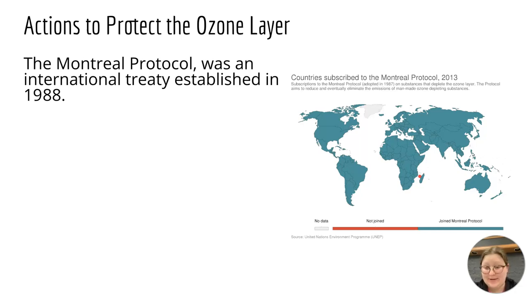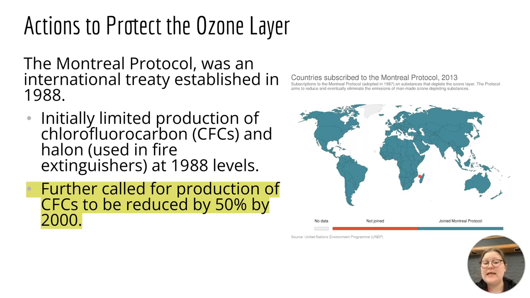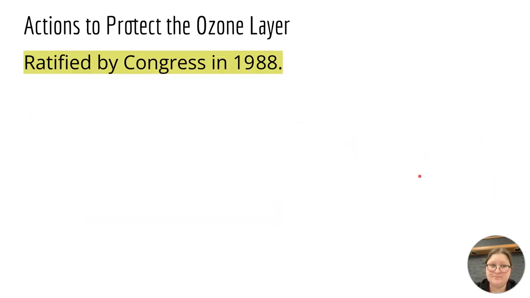The Montreal Protocol was an international treaty that was established in 1988. So it's been a while. Initially, the goal was to limit production of chlorofluorocarbons and halon, which was used in fire extinguishers, at 1988 levels. We were just limiting production. But then that wasn't quite enough, so we further called for the production of CFCs to be reduced by 50% by 2000, but ultimately all production was stopped.